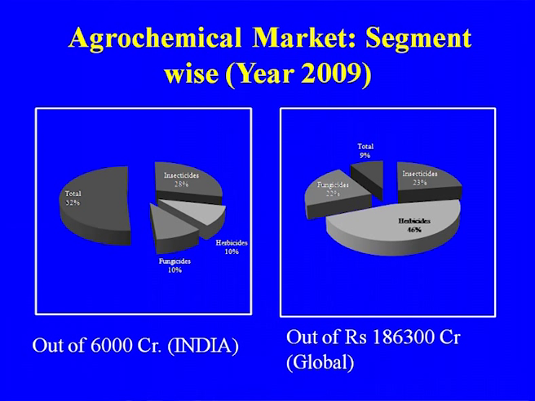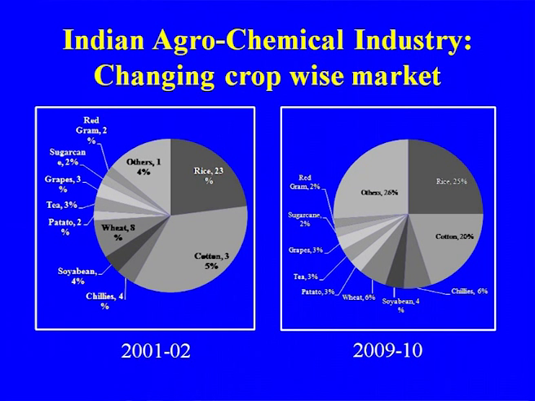Agrochemical market segment-wise, these are the three major pesticides, insecticide, herbicide and fungicide, that we are using, and you can see the major share is of the insecticide and then the herbicide and fungicide. This is the segment-wise total consumption of the various insecticides, that is given there.